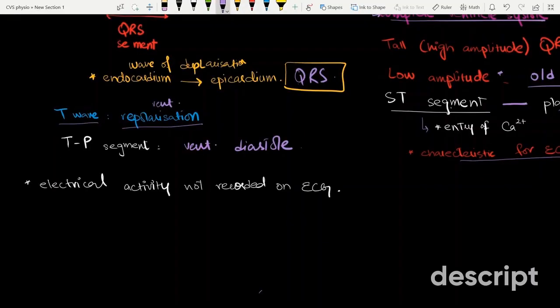Before I end today's video, I would like to tell you another bonus point. The electrical activity which is not recorded on ECG is the electrical activity of SA node.